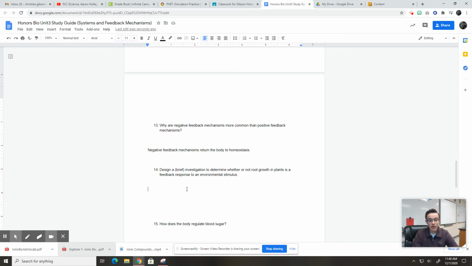14 says design a brief investigation to determine whether or not root growth in plants is a feedback response to an environmental stimulus. Okay, so to design this investigation, this really is kind of up to you, so it'd be weird for me to give you a step-by-step answer, but you want to make sure that certain things are kept constant. Okay, so you need to pick a stimulus.